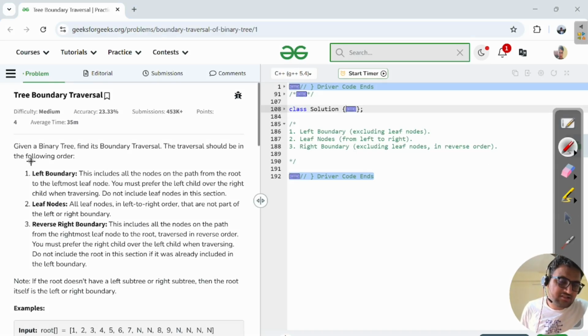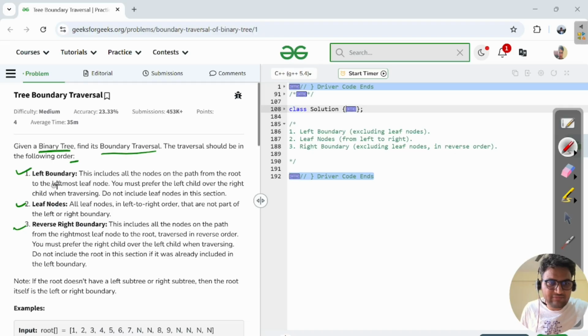So the question is: given a binary tree, find its boundary traversal. We have to basically find the boundary traversal. The traversal should be in the following order. So here the order is given. First we have to traverse the left boundary, then leaf nodes, and then traverse the right boundary, right?